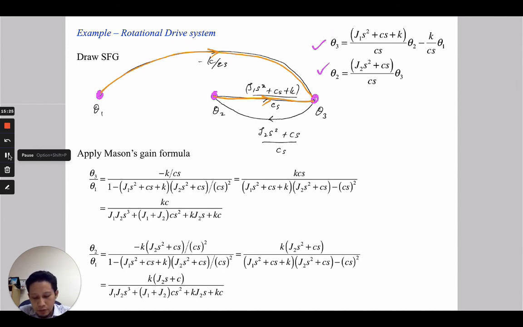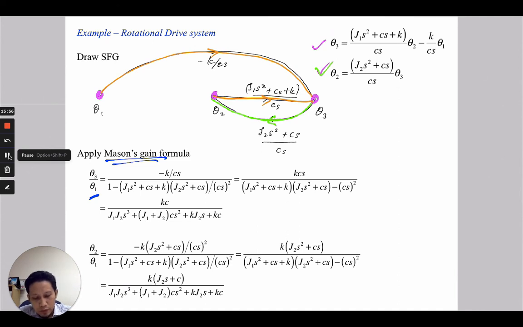And then next one, from this equation we have theta 2, which is contributed by theta 3. So we write down the equation as well. So finally, when we have this signal flow graph, then we can apply the Mason gain formula to find the output of theta 3 over theta 1 over here.